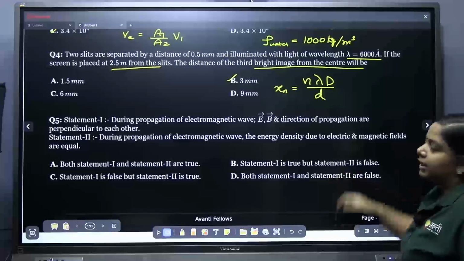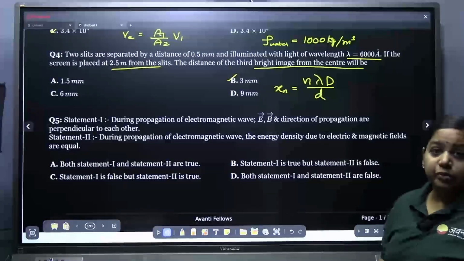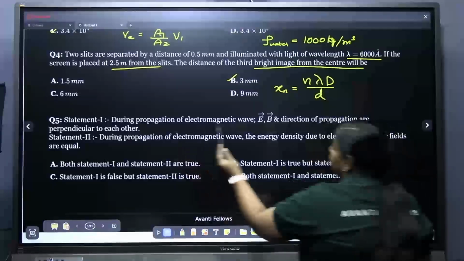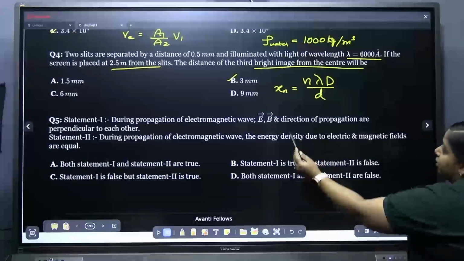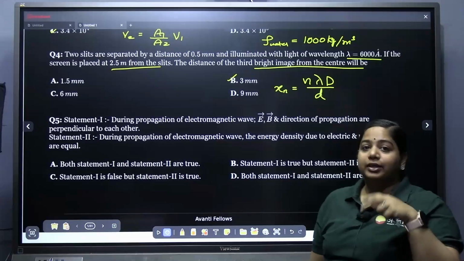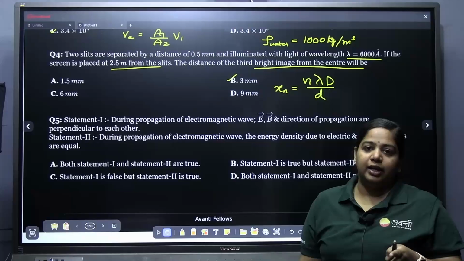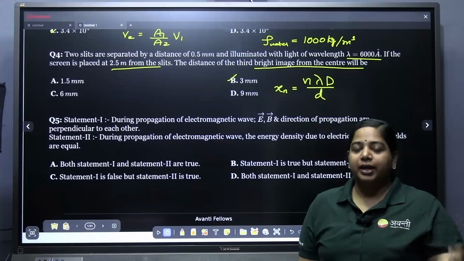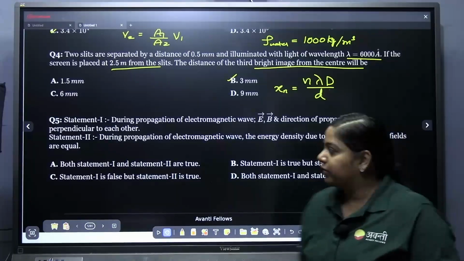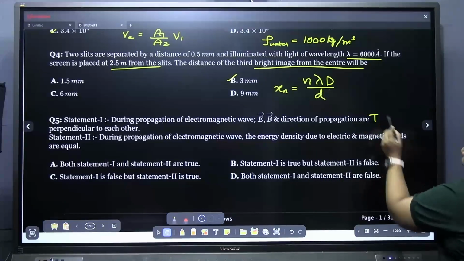Next one is a statement question. You should attend such questions, it will be easy. During propagation of an electromagnetic wave, E and B and the direction of propagation are perpendicular to each other. That is the basic thing we are studying in the EM waves chapter. Electric field, magnetic field and direction of propagation all are perpendicular to each other. So statement 1 is true.